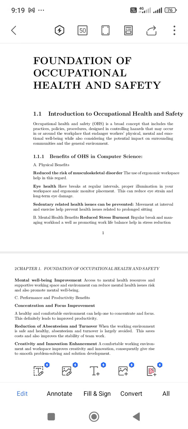We are going to look briefly at the foundation of occupational health and safety. Occupational health and safety simply means keeping safe and healthy while doing your work or your job. That is a simple meaning without much grammar.